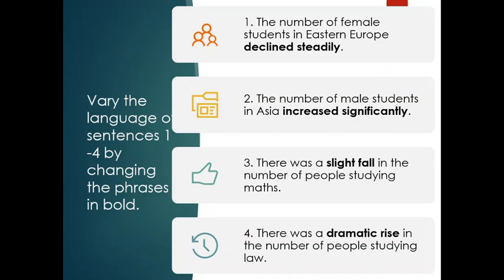By varying your language, you will be able to answer the following activities. So try to vary the languages of the sentences 1 to 4 by changing the phrases in bold. So let's try the first one. The number of female students in Eastern Europe declined steadily. Declined steadily. So how do you think you can vary the language in this sentence?